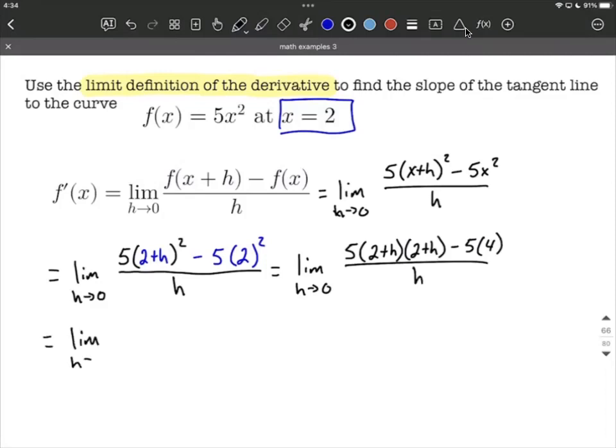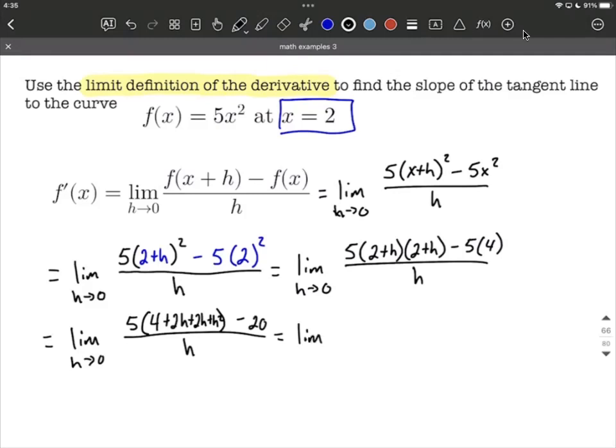Again, bringing along the limit as h approaches 0, step by step. My next step is I'm going to think first, outer, inner, last, and multiply 2 plus h times 2 plus h together. So first, outer, inner, last. Distributive property, just taking our time multiplying those together. And this will be minus 20, 5 times 4 for 20 up in the numerator.